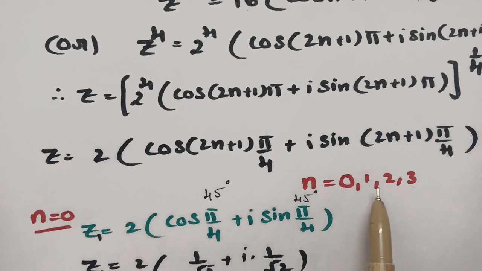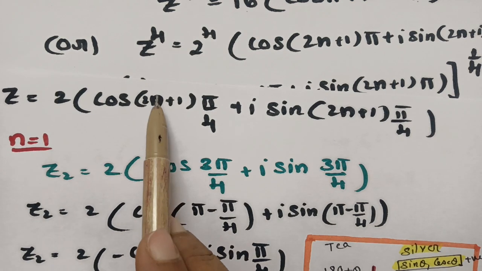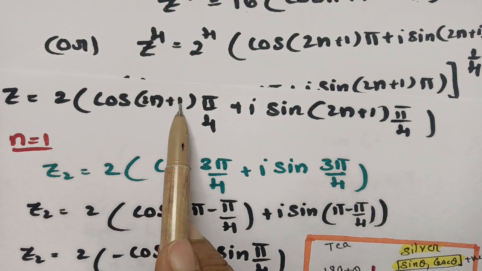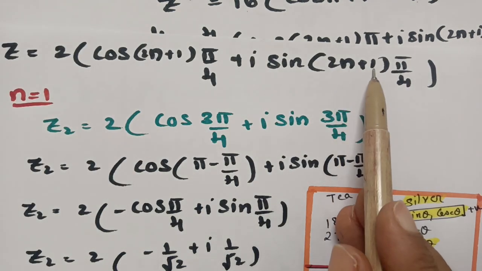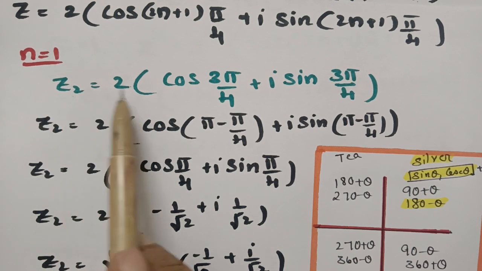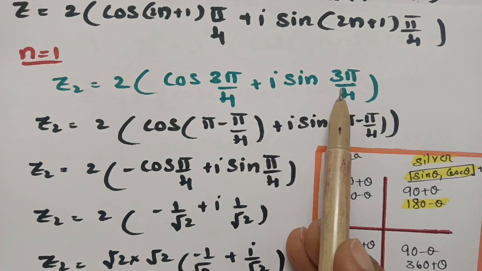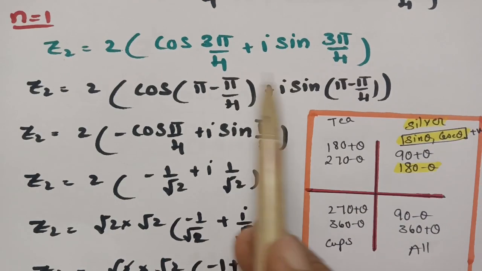And next one, if I keep n is equal to 1 in the function, so if I keep n is equal to 1 here, this will be 2 plus 1, 3, and if I keep 1 here, this will be 2 plus 1, 3. So if I keep n is equal to 1, z2 becomes 2 times of cos 3 pi by 4 plus i times of sin 3 pi by 4. So how to solve this?